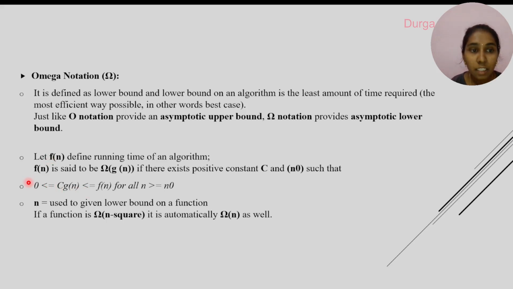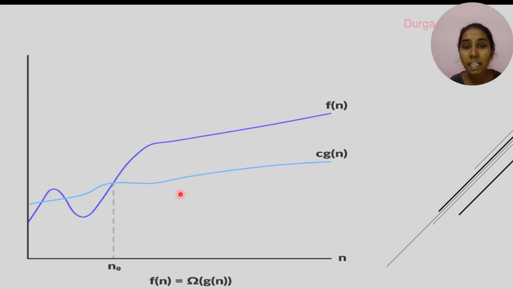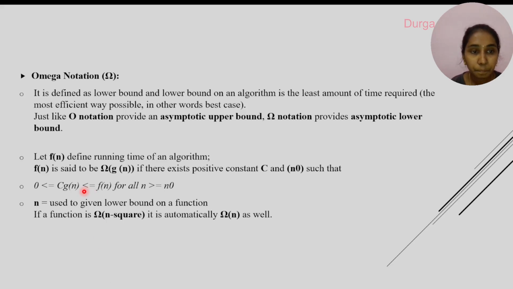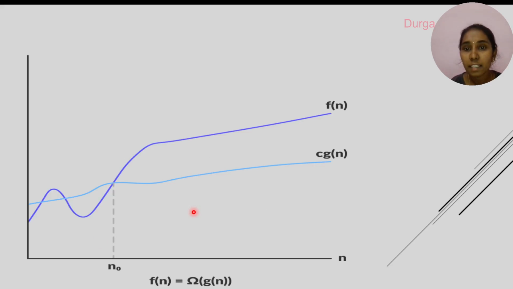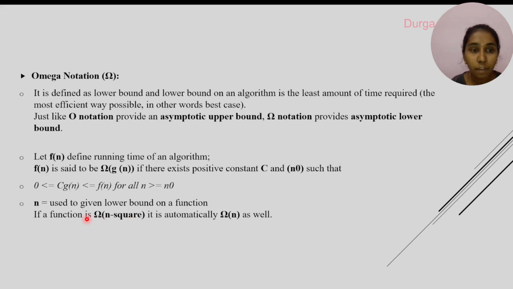Okay, so 0 less than or equals to c g of n, less than or equals to f of n, where n is greater than n naught. Always the input value is greater than n naught. So n naught is used to give the lower bound of a function. If a function is omega of n square, it is automatically omega of n as well. So it is the reverse.